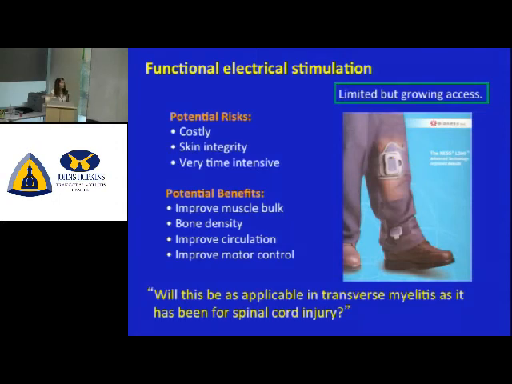And there are other companies that have similar devices, not just Bioness. There's a WalkAid, and there's one other that I can't think of right now too. Again, you still have the skin integrity risk. It's time intensive, so you have to use it for it to work. And when you take it off, it might not work. There's a question in the back, yes?